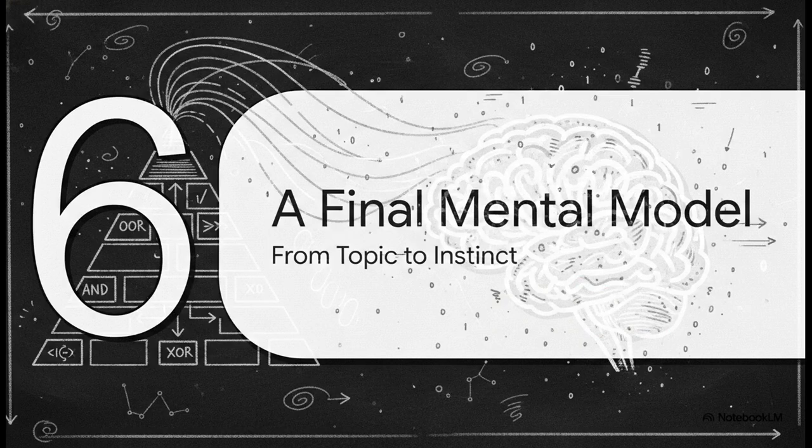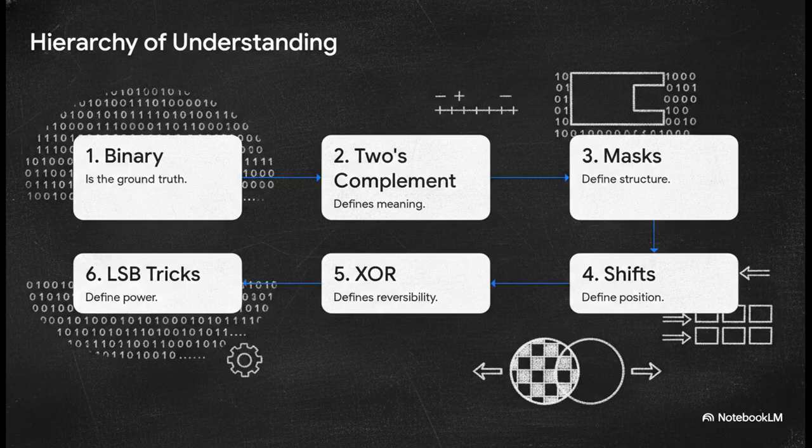All right, let's put this all together into a final mental model. Because if you can internalize this hierarchy, bit manipulation stops being a list of tricks you have to memorize, and it just becomes an instinct. So here it is, the hierarchy of understanding. At the very bottom, you have binary. That's the physical reality. On top of that, 2's complement is what gives those bits meaning. Then, masks give them structure. Shifts are how we control position. XOR gives us reversibility. And right at the top, patterns like isolating or clearing the lowest bit, that's what gives it real power. Every single layer is built on the one right below it.